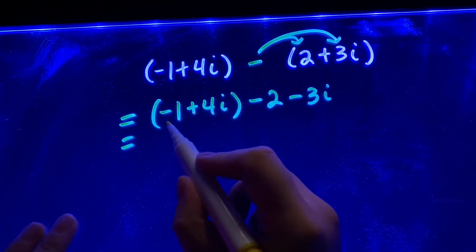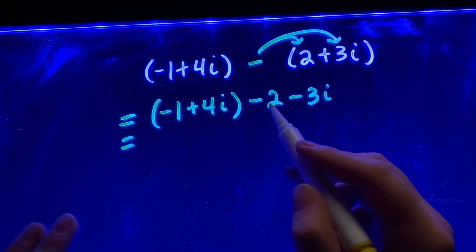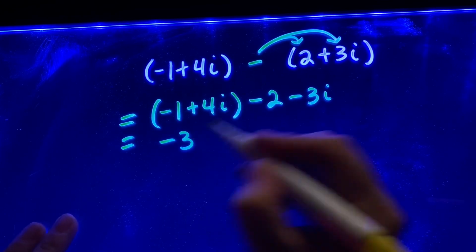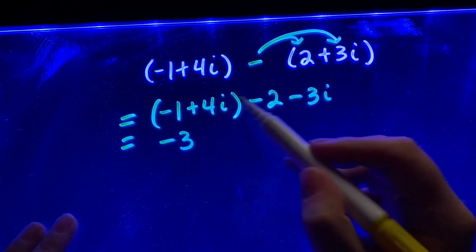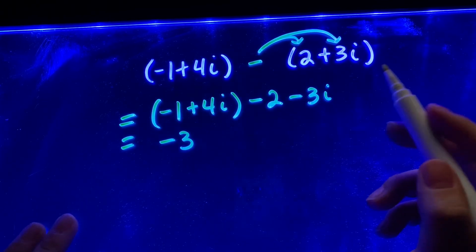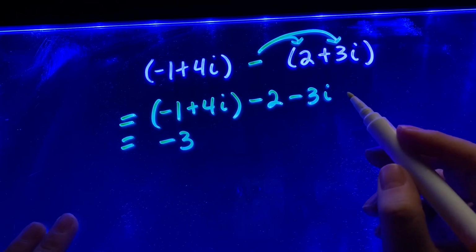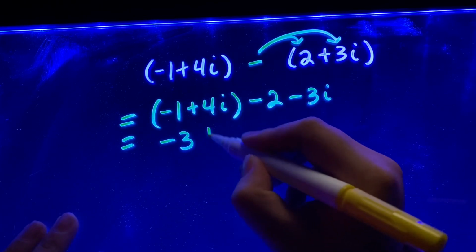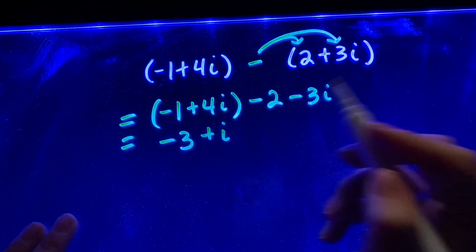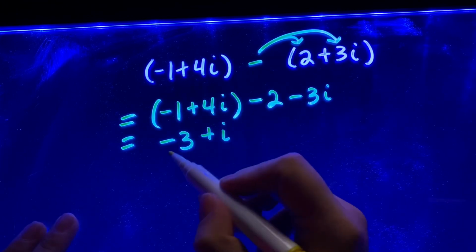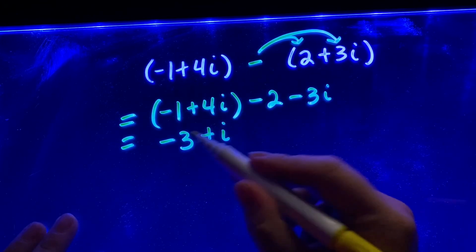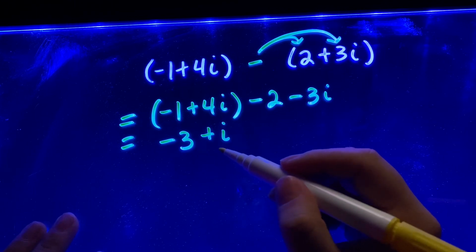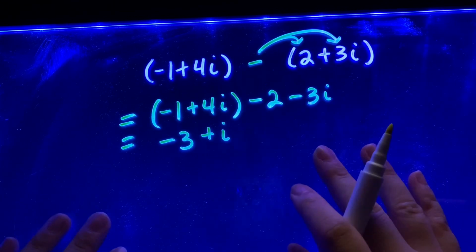Now, real parts. -1 minus 2 is -3. Imaginary parts. 4i minus 3i. Try to pay attention, V. This is useful stuff. Plus 1i. -3 plus i. It's also a complex number. Nice.